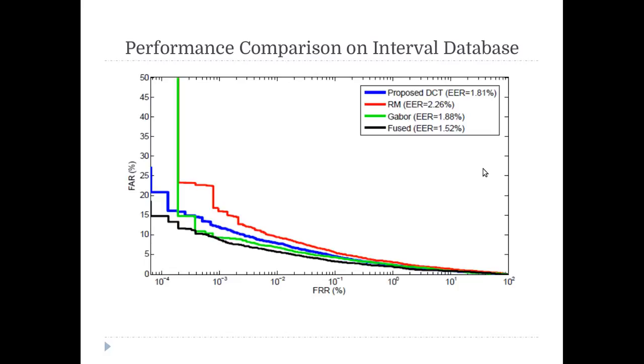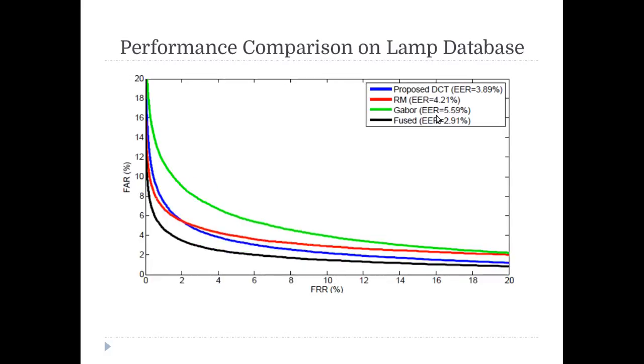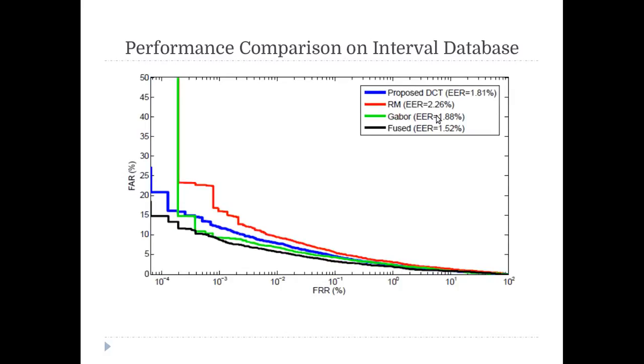If you want to compare, the best thing is to plot the FAR and FRR over one graph. Here you can see the proposed DCT in blue color, then the relational measure in red color, and the Gabor filter, which is what we wanted to compare, defined way back by Daugman. The lowest curve is the best one. You can see that the fused version gives us better performance, even better than the DCT, RM or the Gabor one. This was the result over the interval database.